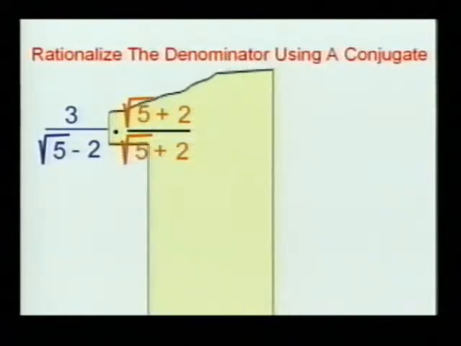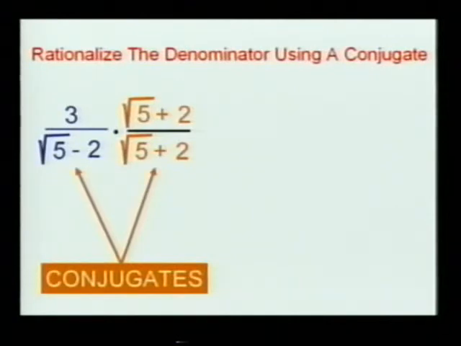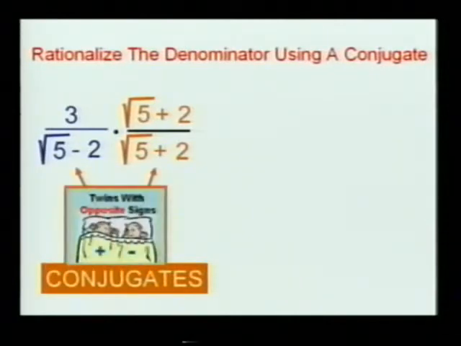Note the conjugate couple are twins with opposite signs. We'll be seeing them in the future. Well, we've got a problem here, the same problem we couldn't solve. Let's bring in a conjugate: the conjugate of radical 5 minus 2 is radical 5 plus 2. I'm allowed to do it because I do the same thing on the top and bottom, and it's 1. You just have to pick the right thing on the top and bottom. And it is conjugates, twins with opposite signs. Let's see what happens.